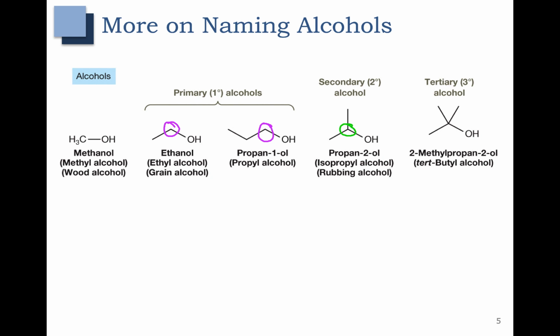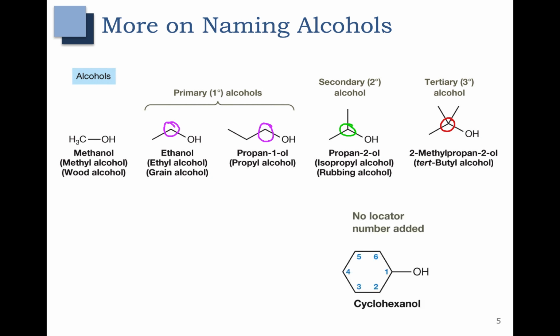And 2-methyl-2-propanol is a tertiary alcohol because that red carbon there is connected to 3 carbons. These alcohols have common names, which are in the parentheses here. You don't have to know these, but they're very useful. For example, 2-propanol has a common name of rubbing alcohol or isopropyl alcohol. And so it's kind of useful to know, if you're buying that in the store, what the actual structure is.